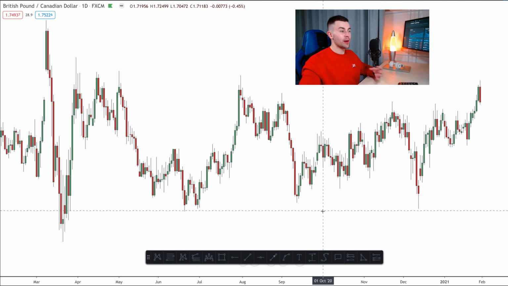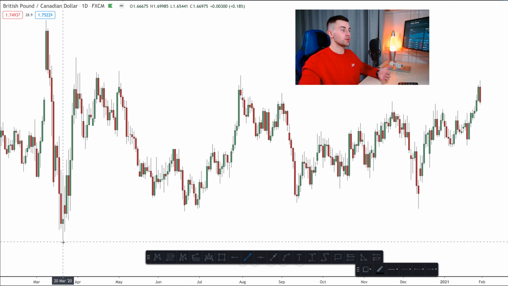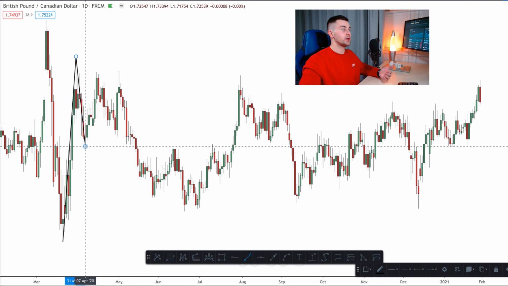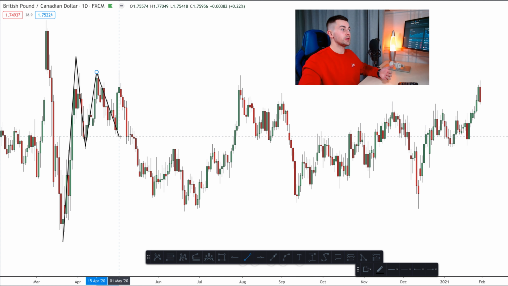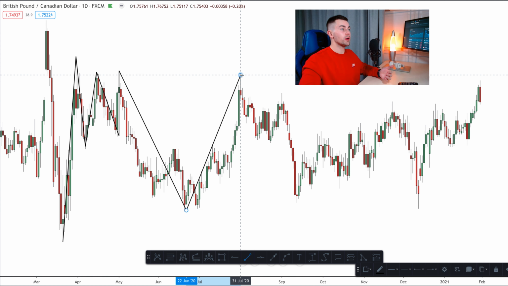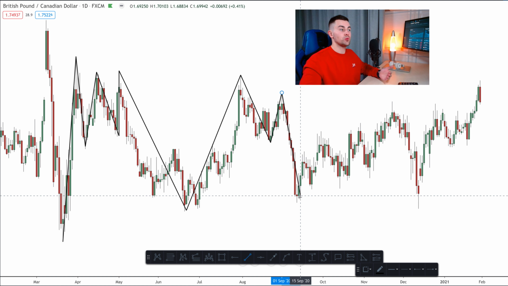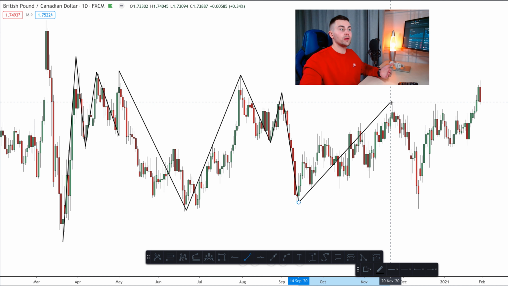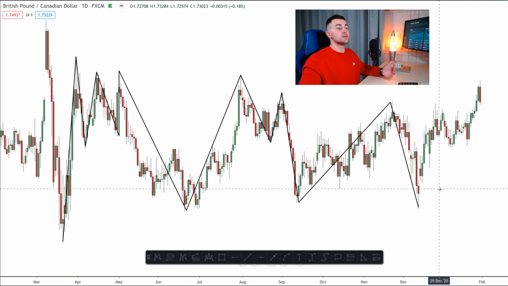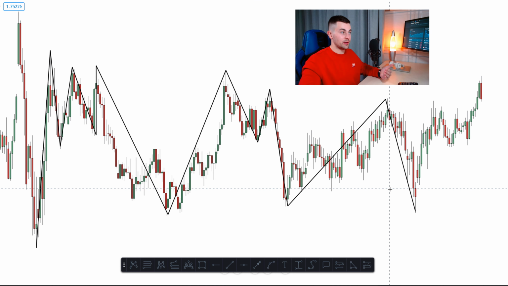Here we have the GBPCAD pair daily chart, and let's follow the price action of the market to identify the key levels. As you can see on the daily, the pair is kind of ranging. We are trading in a major trading range, and for quite a long period of time, though we see quite strong swings, the market doesn't have any trend. It is just trading sideways. So what do we have over here? Let's try to identify the key levels.